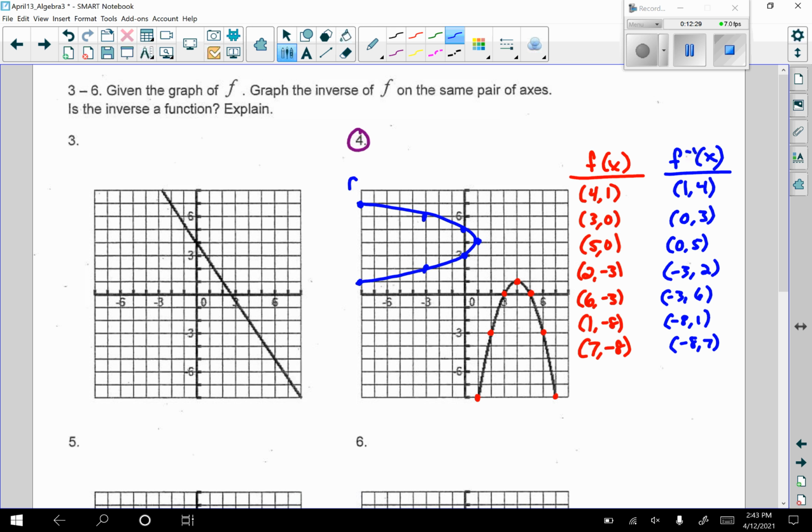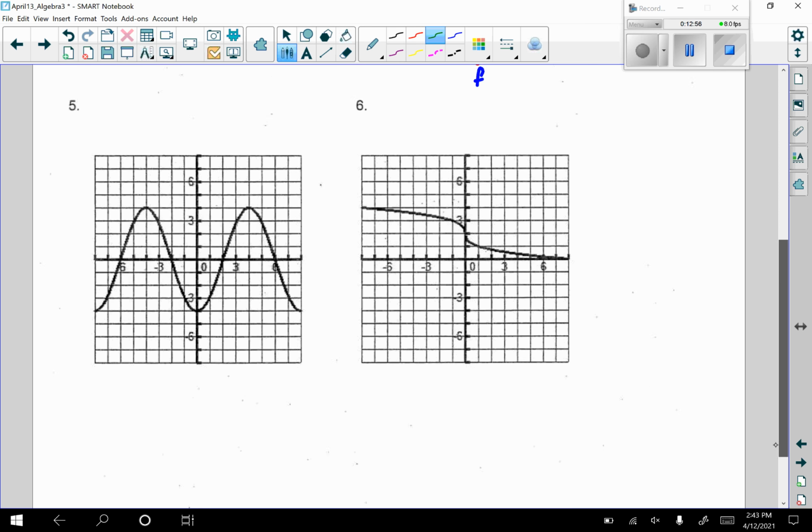So this would be our inverse. This is f over here. There's our inverse. Then it says, is the inverse a function? So would it pass a vertical line test? No. So the inverse is not a function. And if we look over here, we've got repeating x values, the 0s, the negative 3s, and the negative 8s. Let's try one more. Number 5.